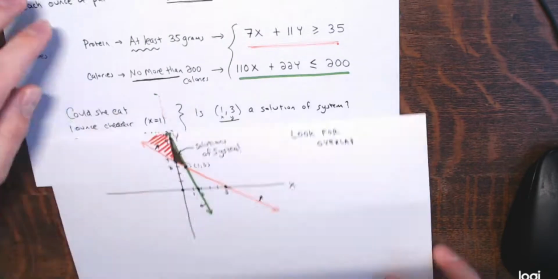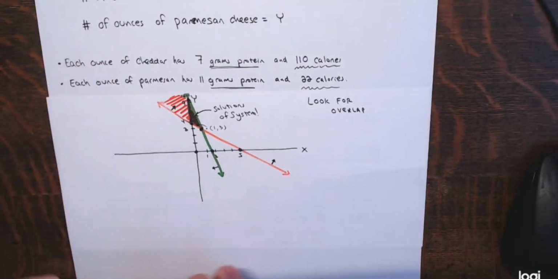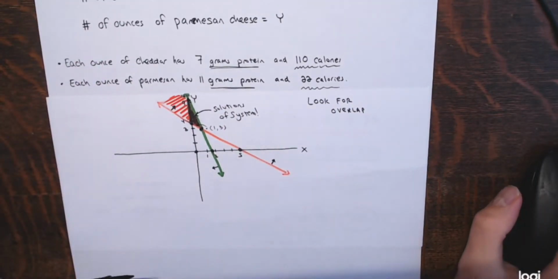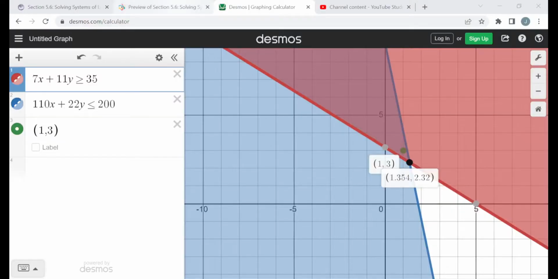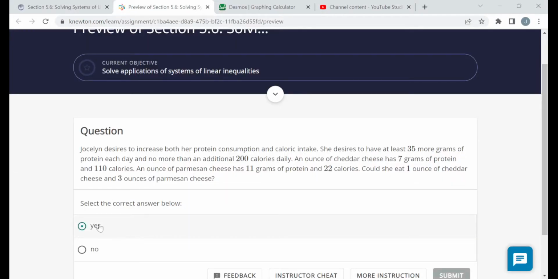So the answer is yes. She can eat 1 ounce of cheddar and 3 ounces of Parmesan, based on the restrictions she set for herself. And that was a lot. I know that was a lot, but that's what you should have.